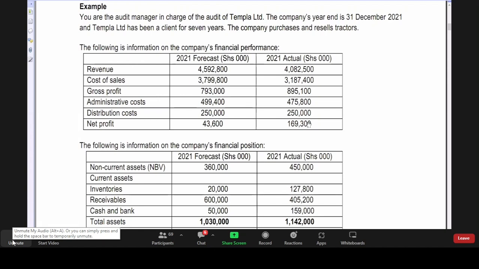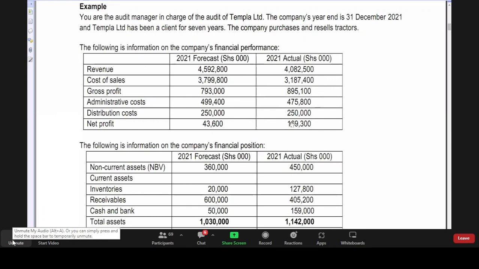Because when you look at the distribution costs, they're in check. You look at the administrative costs, they're in check. But when you look at the cost of sales, the dip is so big compared to the fall in revenue. I don't know whether you get what I'm saying. So it is an indication that either inventory is understated and hence having a higher net profit, but we shall see the solution.